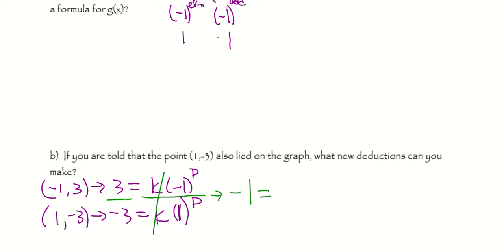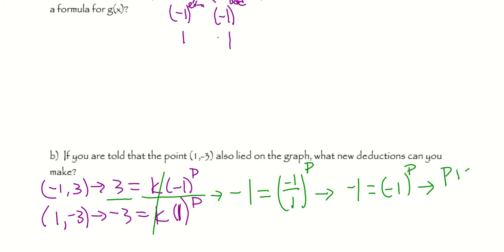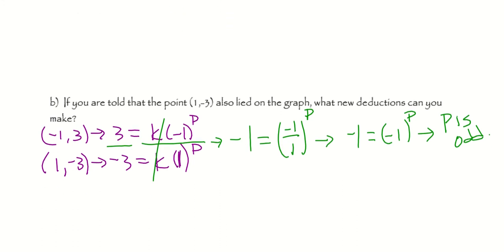and I get negative 1 over 1 to the p when I undistribute that exponent. Well, that tells me that negative 1 equals negative 1 divided by 1, which is negative 1 to the p. Well, that does give me some information. What I can get from here is if negative 1 to the p is negative, then p is odd. We had that hint from the graph earlier. Now we've proven it. We know it's true.